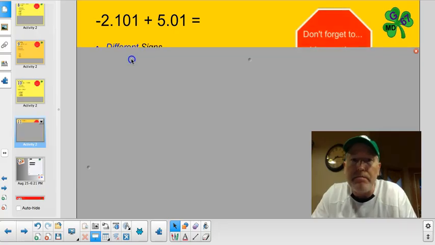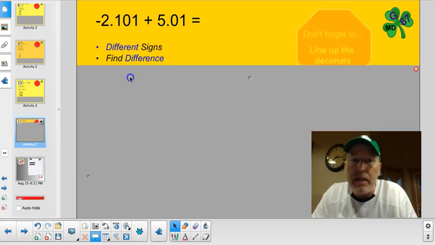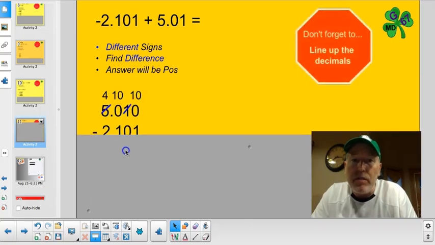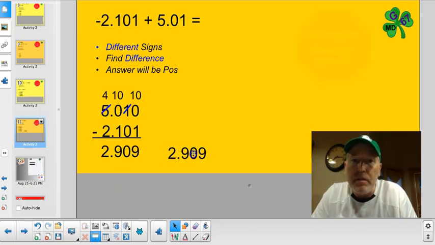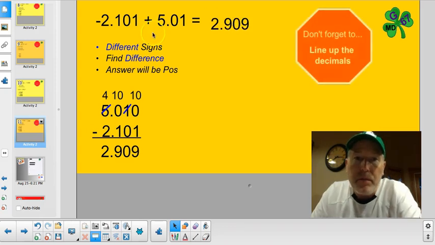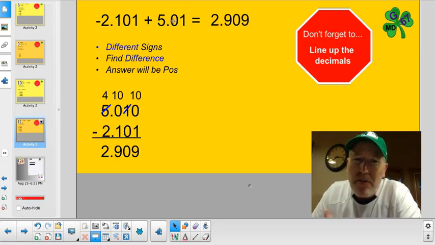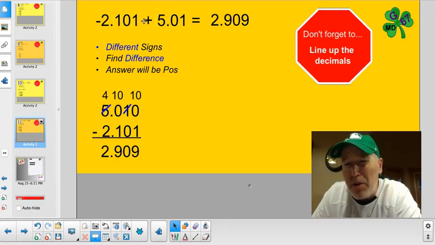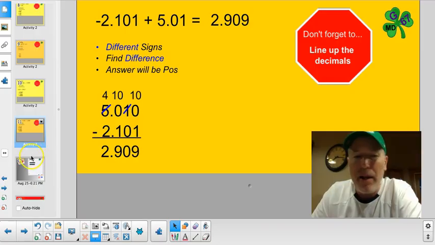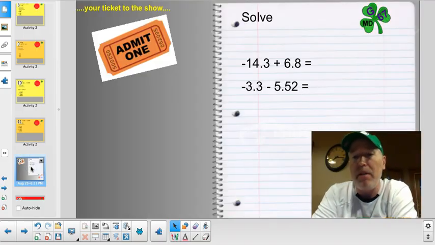All right, let's see how you did. Well, they're different signs. You have to find the difference. You know your answer is going to be positive, because this number is larger than this number, so this one had to go on top when you found the difference. 5.010 minus 2.101. Let's just think about it. You're at negative 2 on the number line. You're going to add 5. It'll take 2 to get you to 0, and you'll have about 3 more. There's your 3. Again, constantly I'm working that number line in my head. All right, here's your ticket to the show. Go ahead and write these problems down. And we're ready for the trivia question.